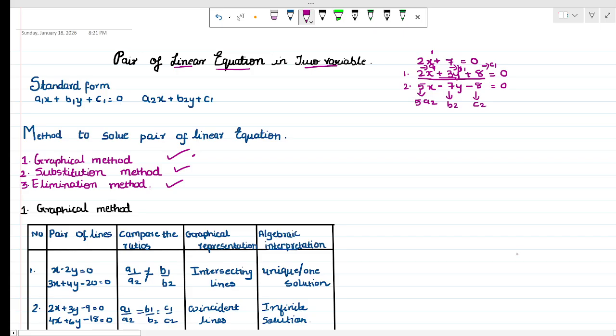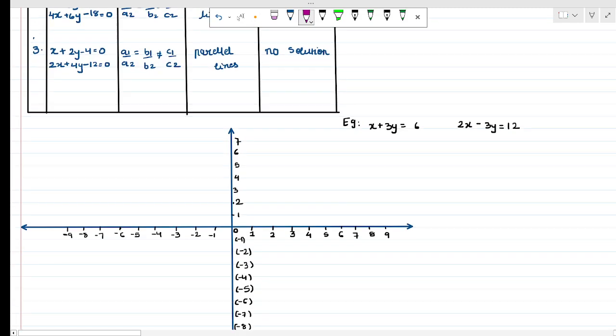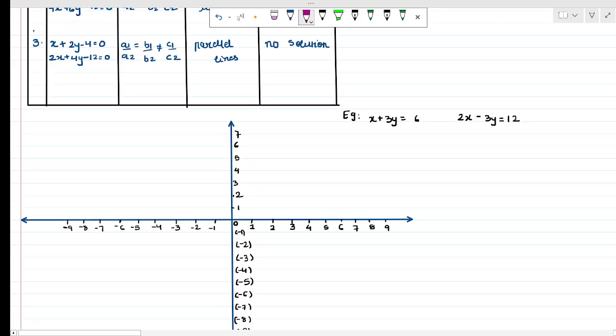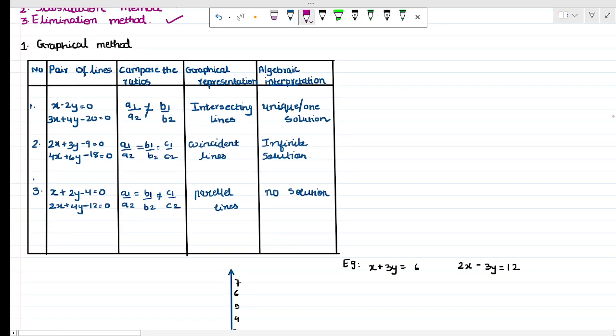So what is this graphical method? Take a look at this box structure. I have taken a few examples. First example is x minus 2y is equal to 0. This is my first equation. And second is 3x plus 4y is equal to 20. Now this says a1 upon a2 is not equal to b1 upon b2.